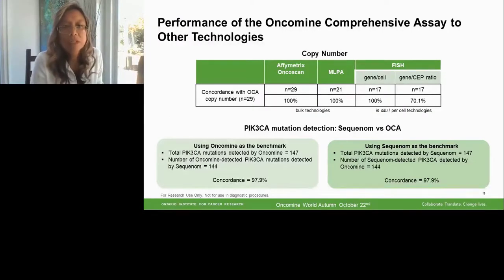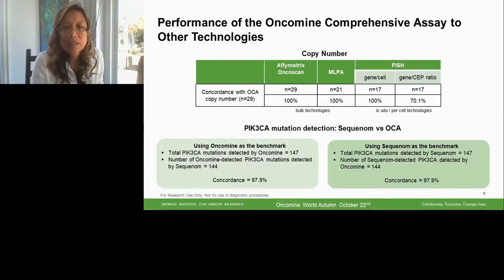We then wanted to look at the performance of the Oncomine Comprehensive Assay compared to other technologies. This is because we're mindful of the fact that the data we've generated across many of our projects have been derived from different platforms and different technologies.